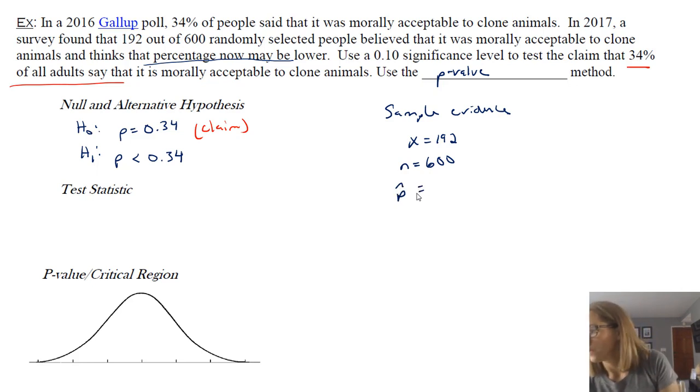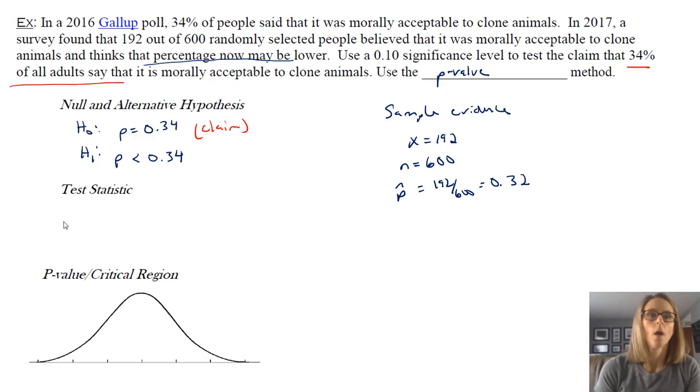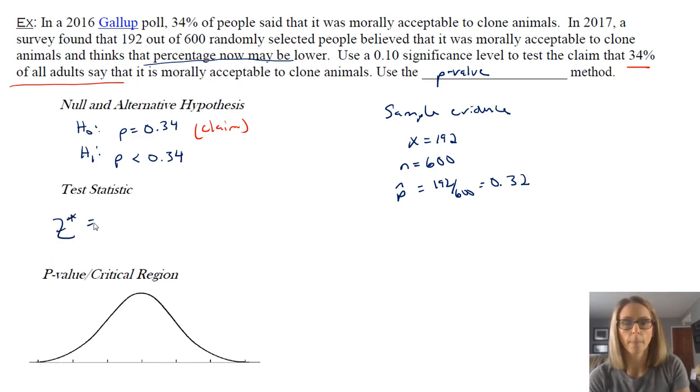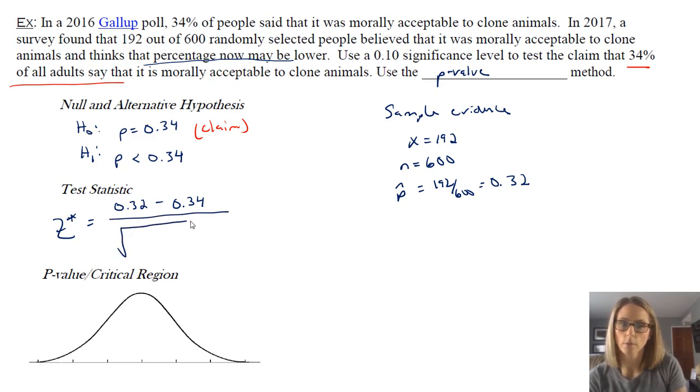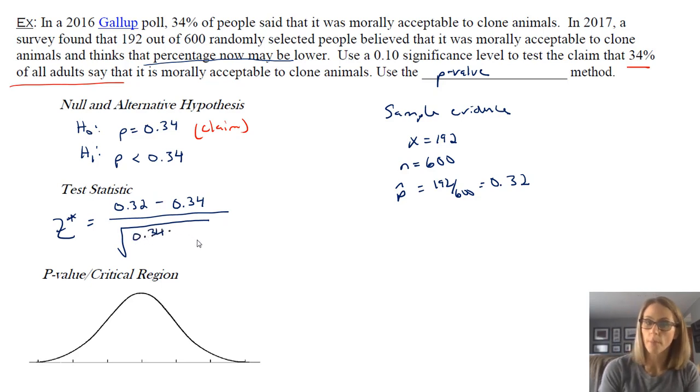P-hat, I have 192 over 600. That's going to be 0.32. Okay, test statistic, Z star. Remember, it is always P-hat minus your P, over the square root of P times Q, which is the complement of P.